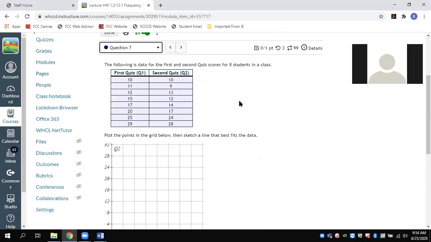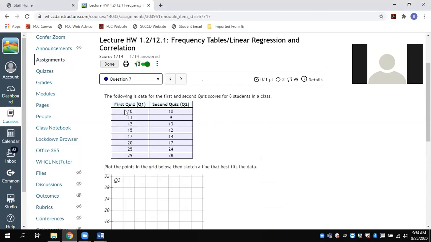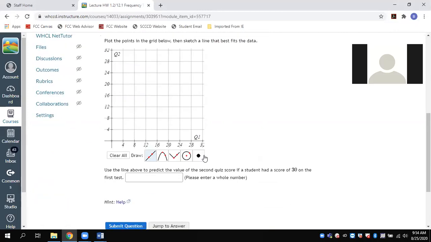So here's a table. This one's a little different version of the same question. Question 7. See this data. I'm going to do the point 10, 10 first off. So I'm going to come down here and click on the dot. I'm going to go 10. See the pencil that comes up? 10, 10, right there. Boom.